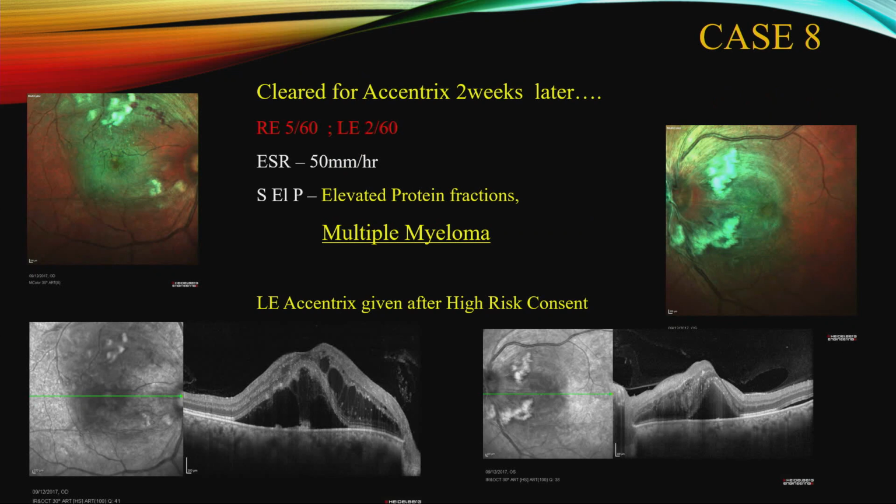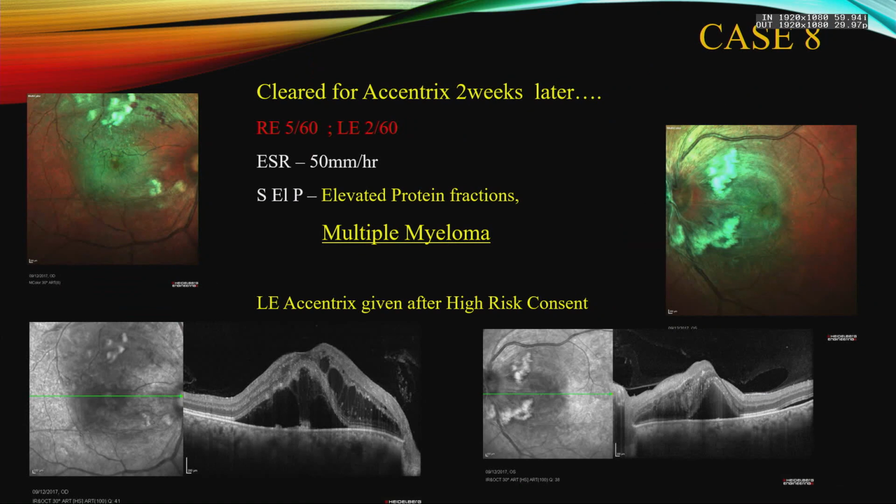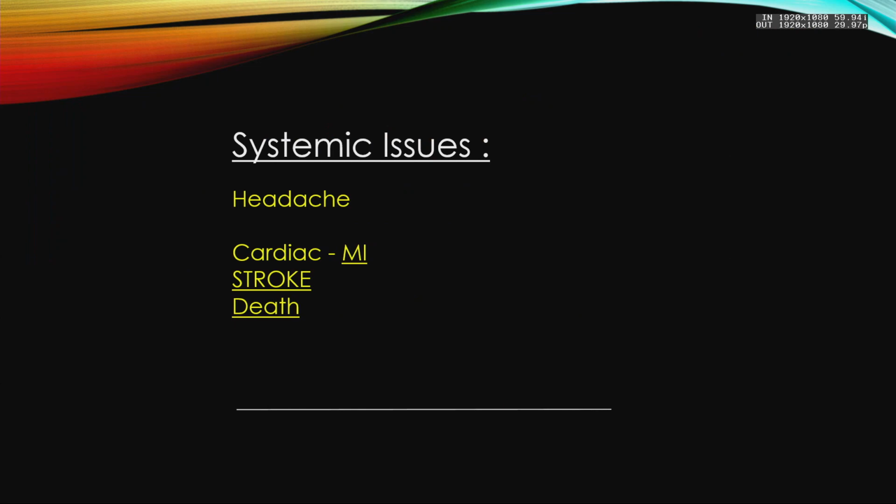The submacular detachment has worsened, the vision has dropped to 5/60 and 2/60, but the blood report showed multiple myeloma, elevated protein fractions. This is not a vein occlusion, this is venous stasis retinopathy in both the eyes because of the elevated proteins in the blood. So the systemic status, more than hypertension or systemic disease, has to be kept in mind while putting the patient on anti-VEGF therapy.